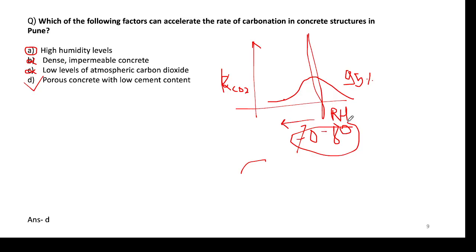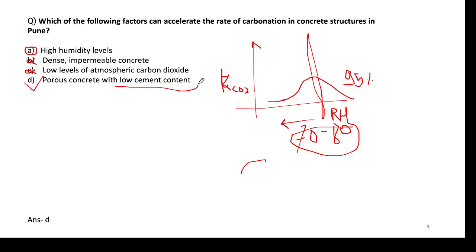Hence that is the reason for having the higher carbonation rate around 70 to 80 RH levels. And we have seen that the more porous the concrete, the more the carbonation, and the lower the cement content, the more the carbonation.